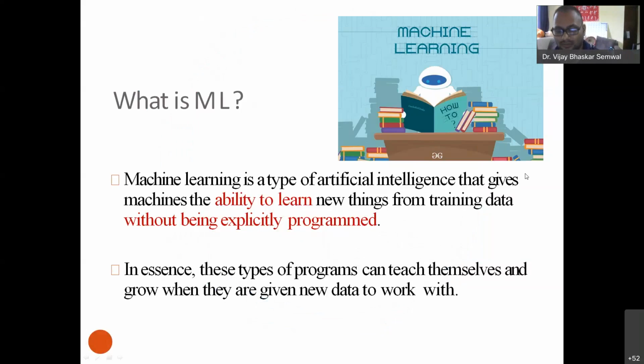As human beings, for any behavior which we have acquired, it is not that we simply learned whether it is working or not. Initially, we require training. We used to learn the behavior, and many times we used to fail. Then again, we used to repeat the behavior. So that is what it is, the ability to learn things from the training data without explicit programming. We are not doing programming.